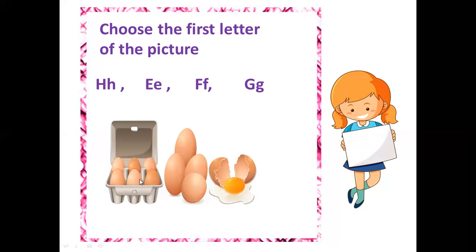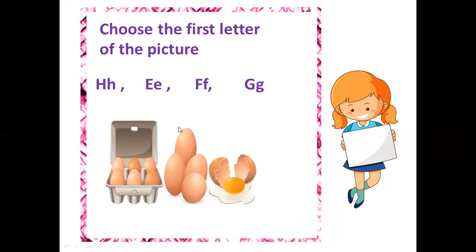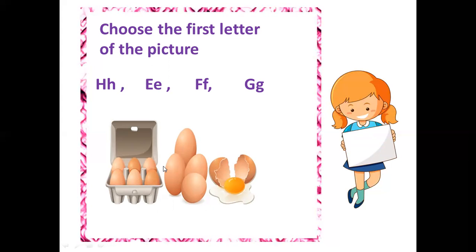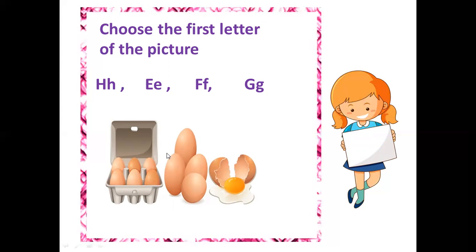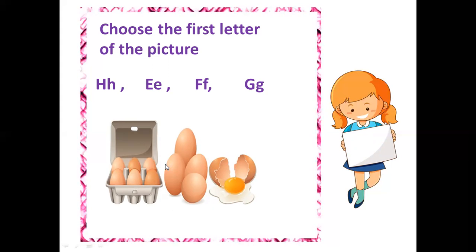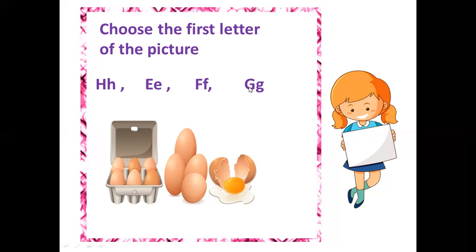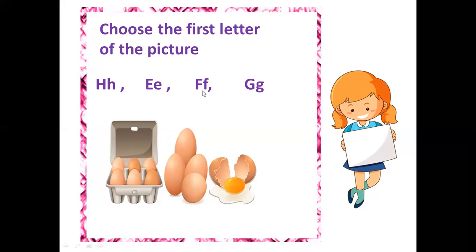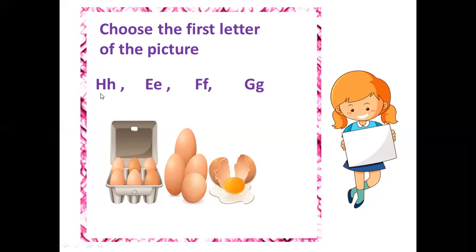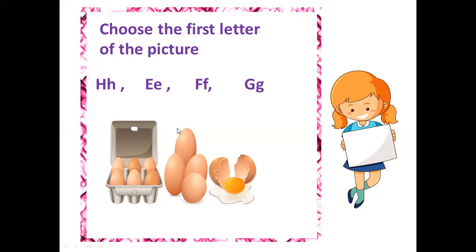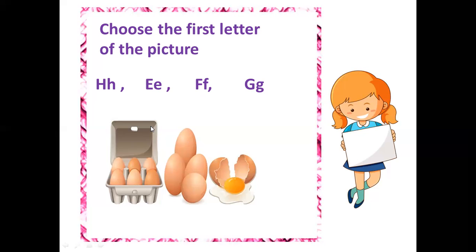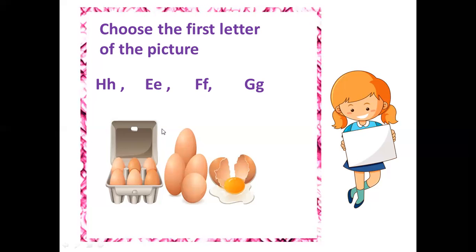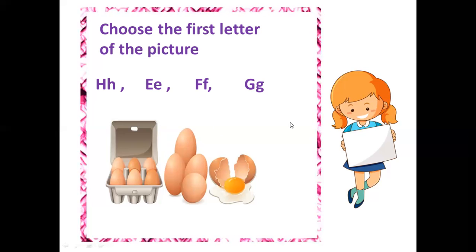What is this? All of you know that it is an egg. So what is the first letter of egg? G? No. F? No. H? No. What is the spelling of egg? E double G. Egg. E double G, egg.